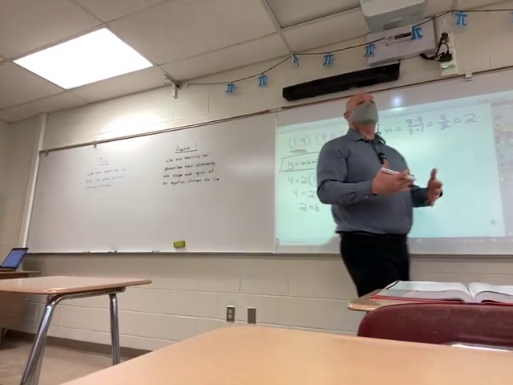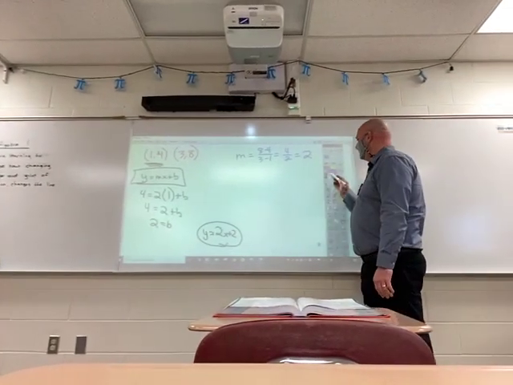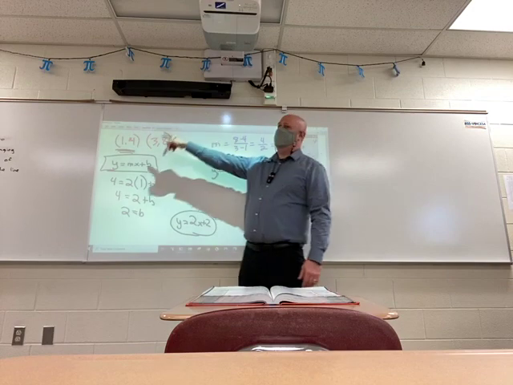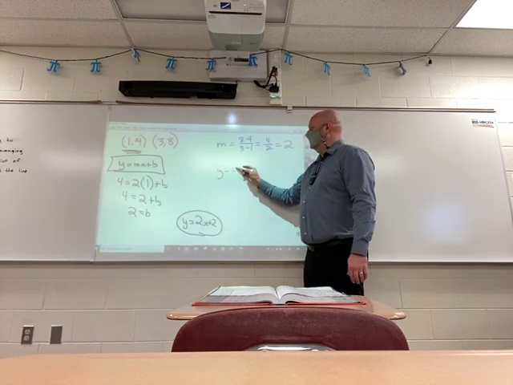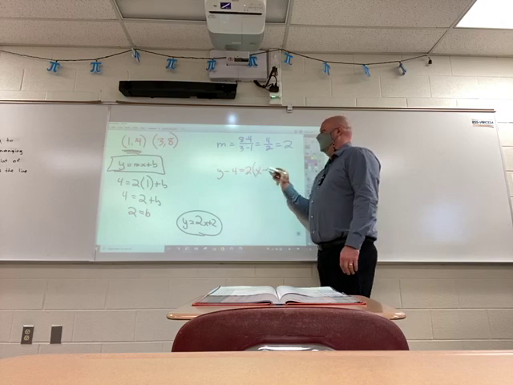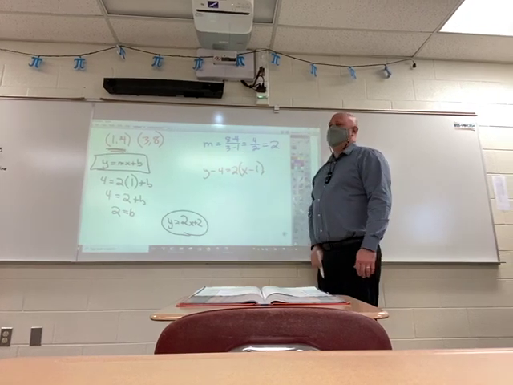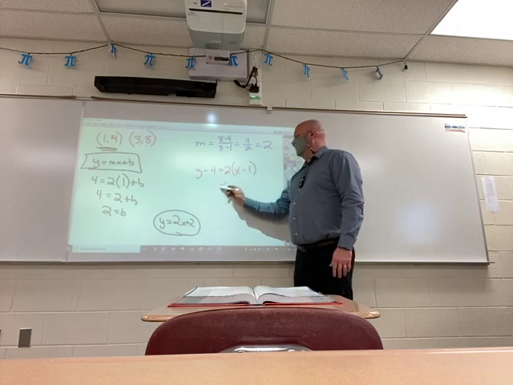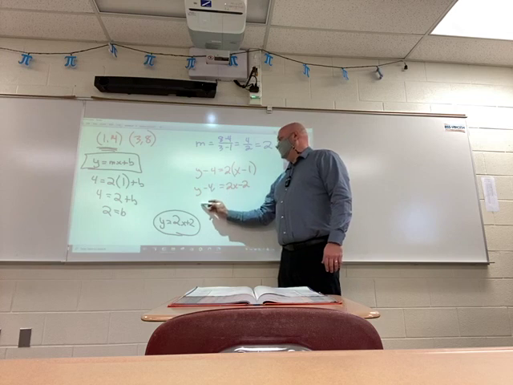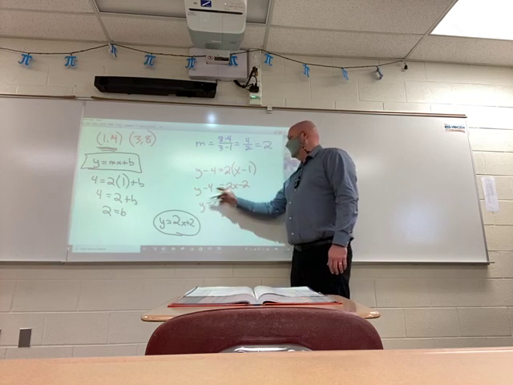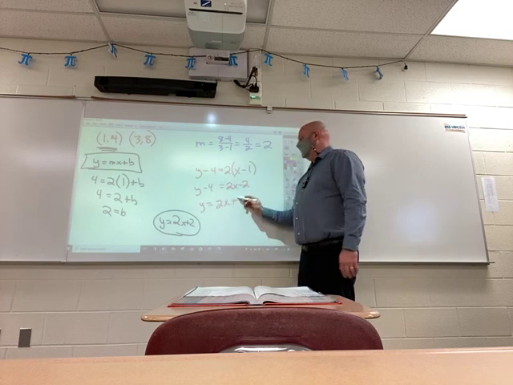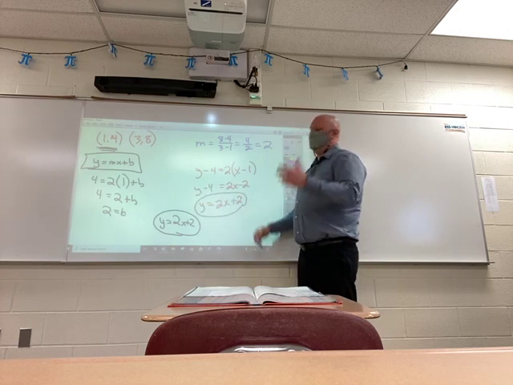Or you could have done it in point-slope form, where you'd say y minus my y coordinate, which would be 4, equals my slope, 2, times x minus 1. And then, yes, you should be able to distribute. y minus 4, add the 4 to the other side, and negative 2 plus 4 would be 2. And again, you should get the same answer.